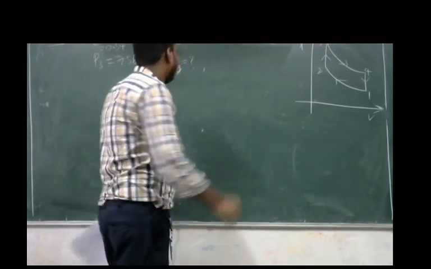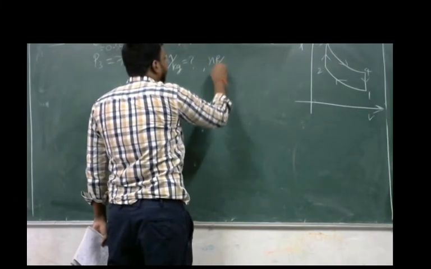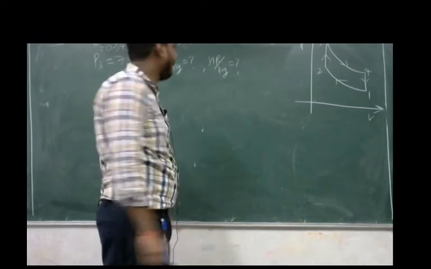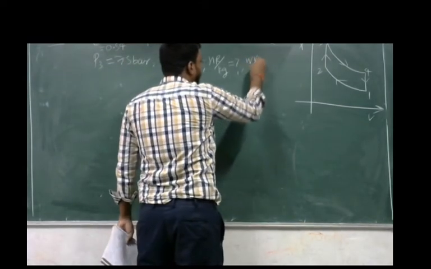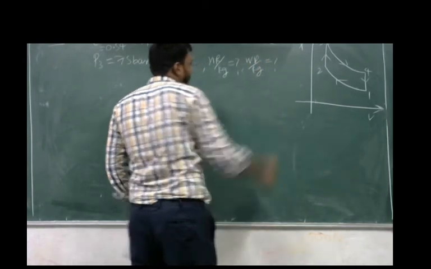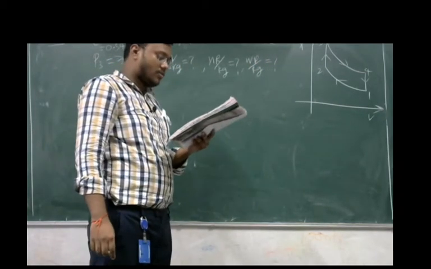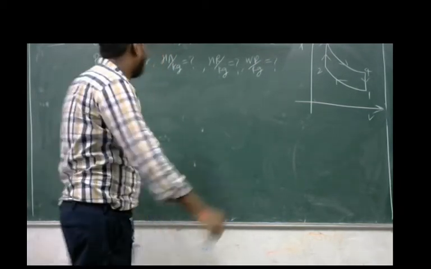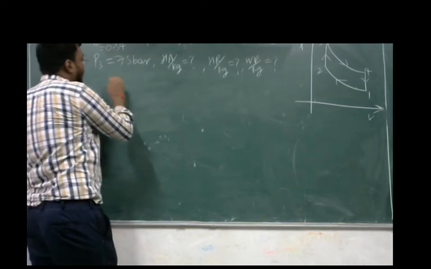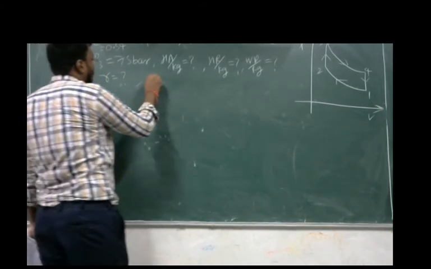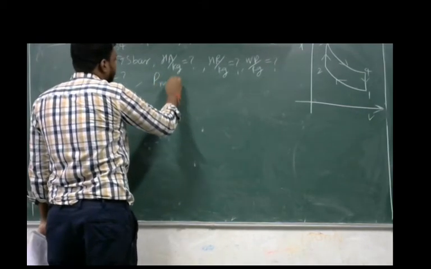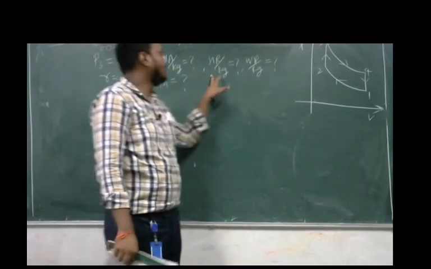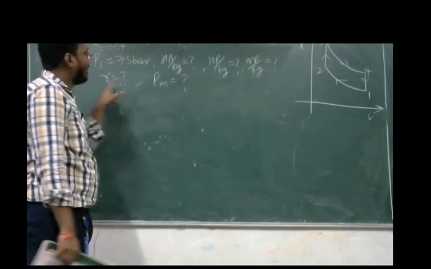Heat rejection per kg, work done per kg, and also find compression ratio and mean effective pressure. Compression ratio r is also asked in the question, and mean effective pressure Pm is also asked in the question. We have to calculate the heat addition per kg, heat rejection per kg, work done per kg, compression ratio r, and mean effective pressure.